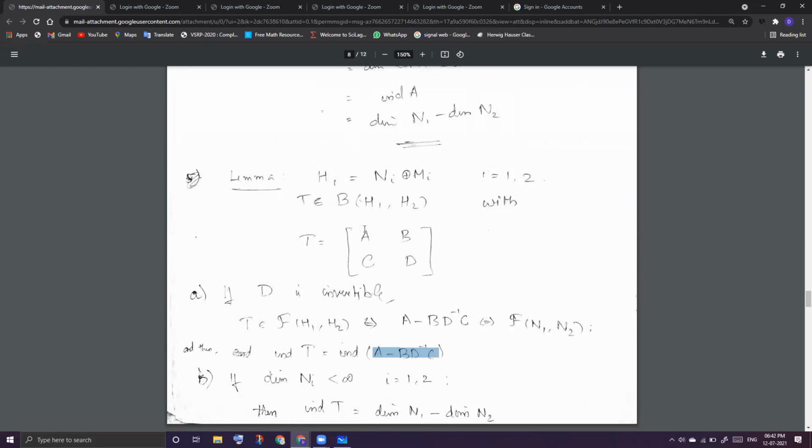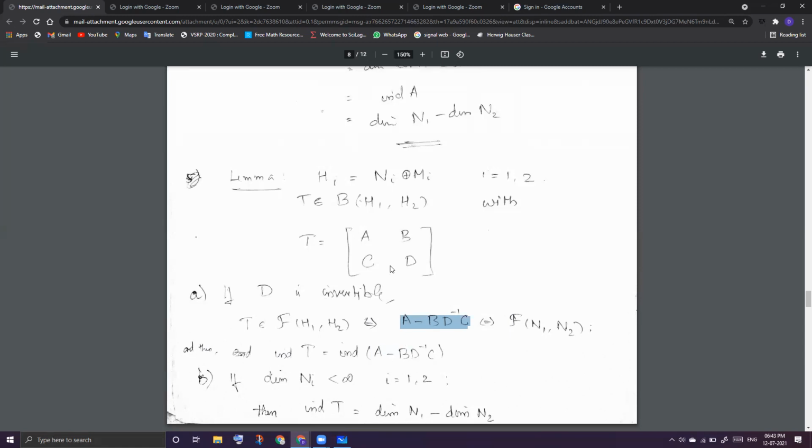Then T is of the form A, B, C, D. A is an operator from N1 to N2, B is from N1 to M2, C is from M1 to N2, and D is from M1 to M2. So if D is invertible, this T is Fredholm if and only if the operator A minus B D inverse C is Fredholm. And their indexes will be equal if they are Fredholm.